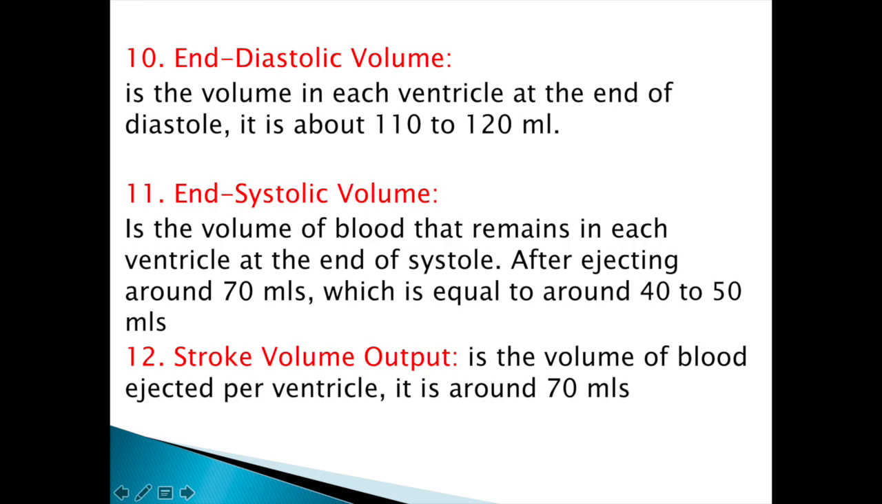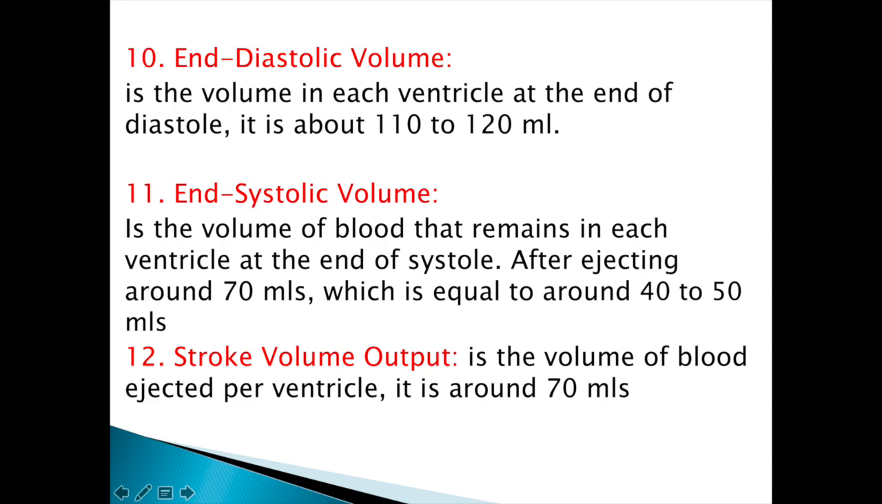End-systolic volume is the volume of blood that remains in each ventricle at the end of systole. The name indicates it: what is the volume of blood at the end of systole? When the heart contracts, it gives off 70 ml as a stroke volume, and the remaining is 50 ml. So this is the end-systolic volume.